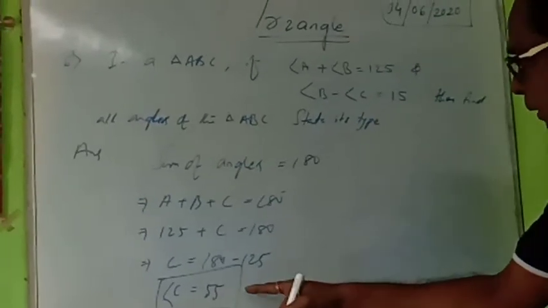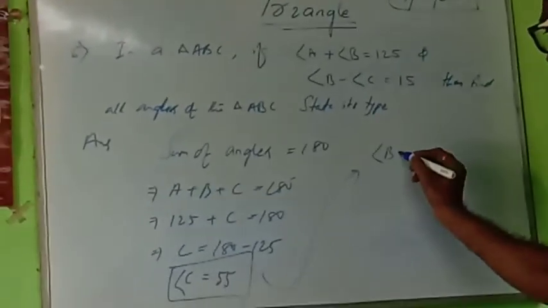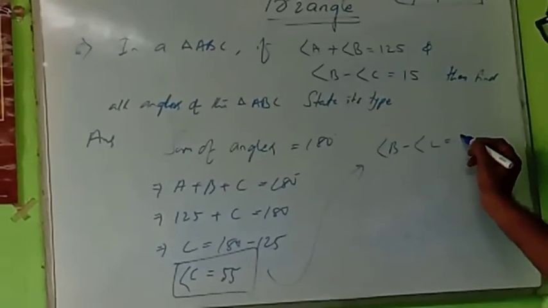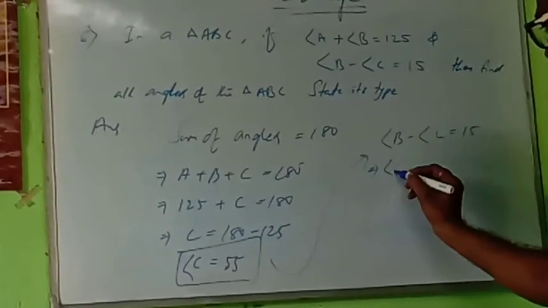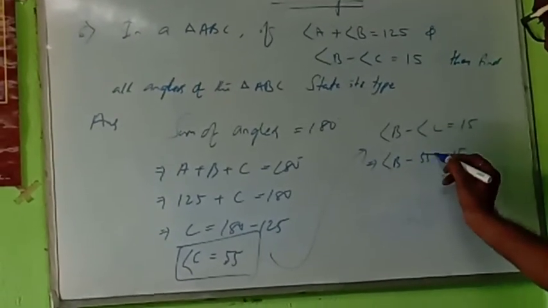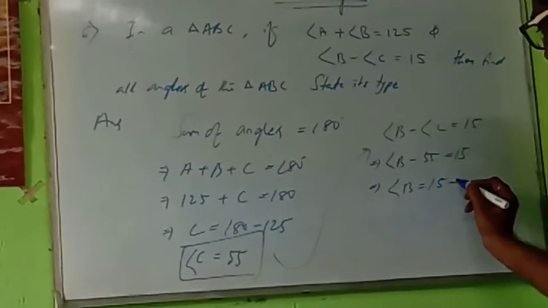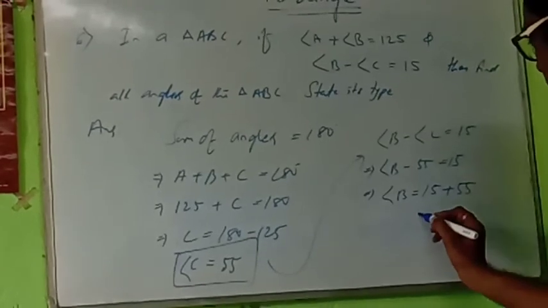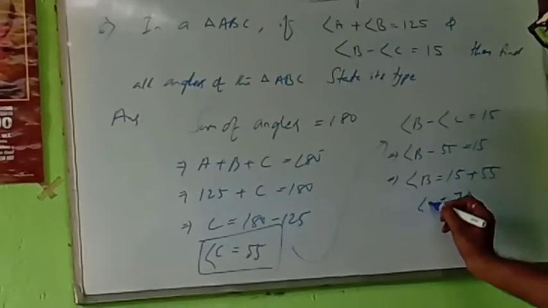After finding the value of angle C, now put here B minus C equals how much? Angle B minus angle C equals 15 degrees. What is the value of B? Angle B minus 55 is equal to 15 degrees. Now angle B will be 15 degrees plus 55 degrees. How much are you getting? 70 degrees. Angle B is equal to 70 degrees.